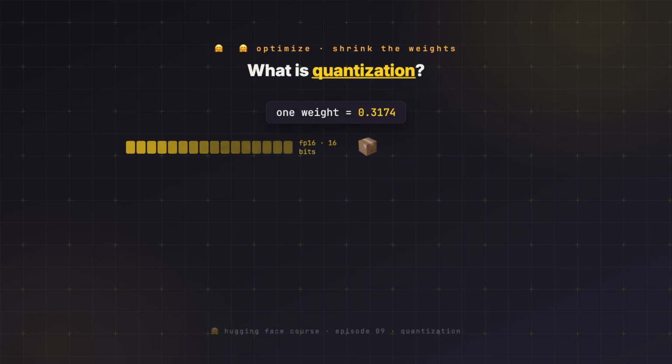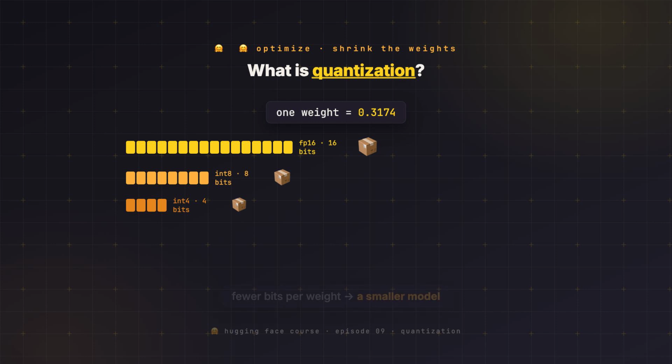So what actually is quantization? A model's weights are just numbers, billions of them, and by default each one is stored in 16-bit floating point, FP16. That's 2 bytes per weight. Quantization asks a simple question: do we really need all 16 bits to capture each number well enough? Turns out, often we don't. We can squeeze each weight into 8 bits or even 4 with a clever scaling scheme, and the model still answers almost identically. Fewer bits per weight means a smaller model in memory.